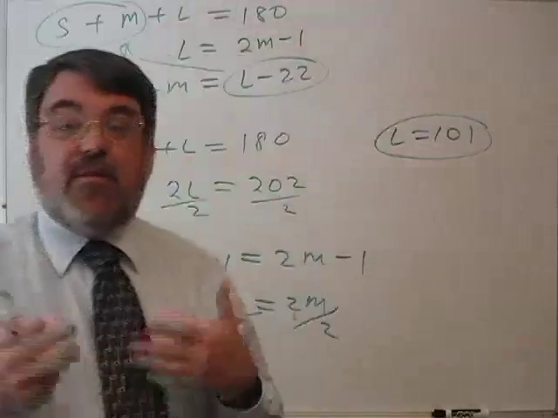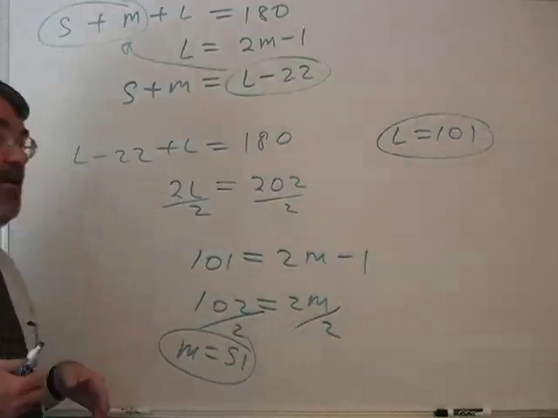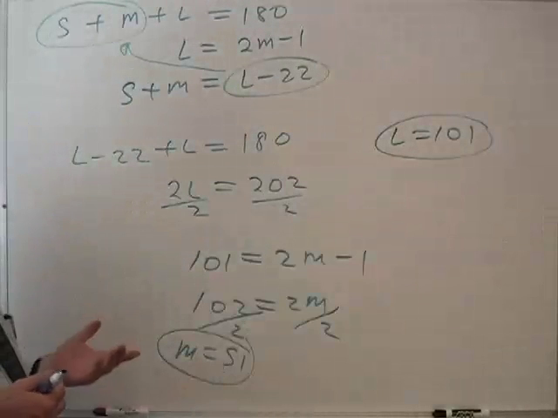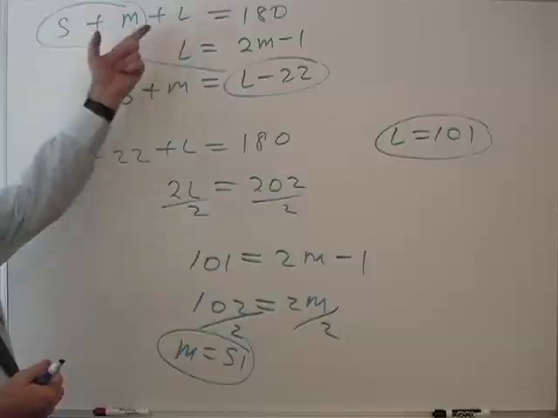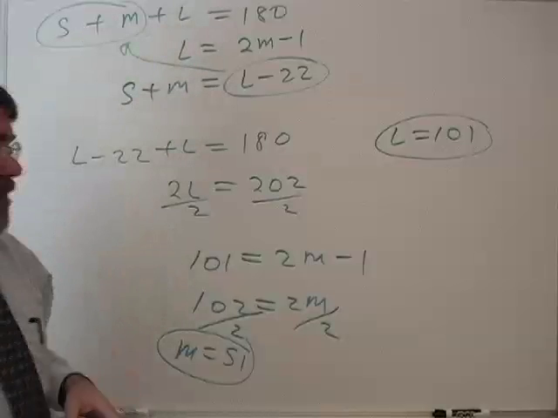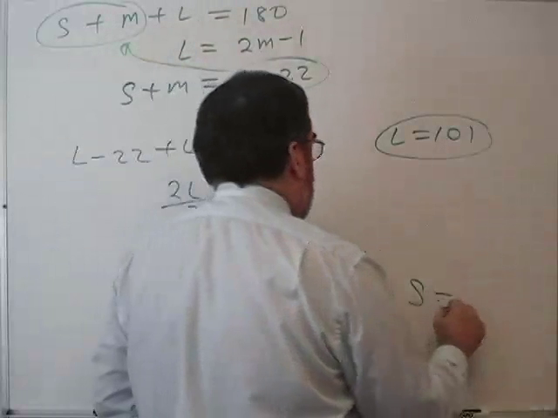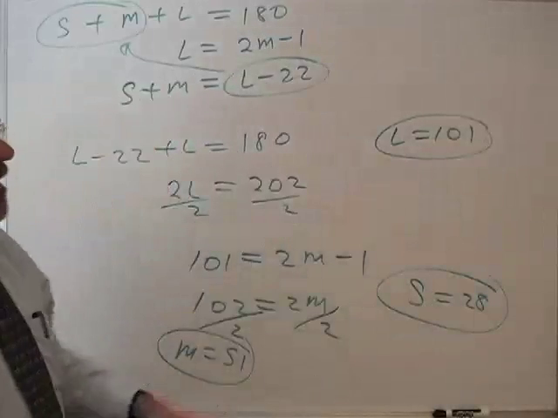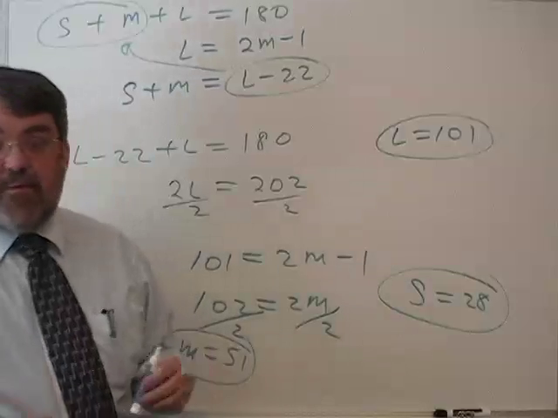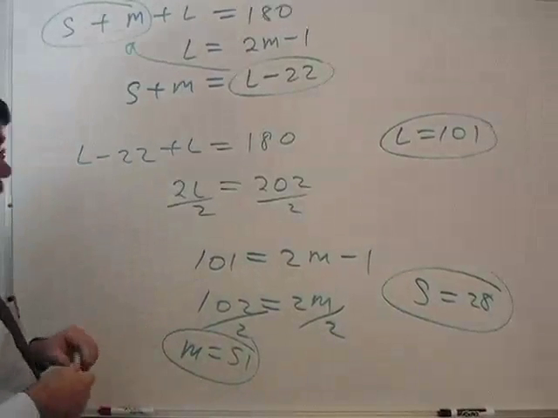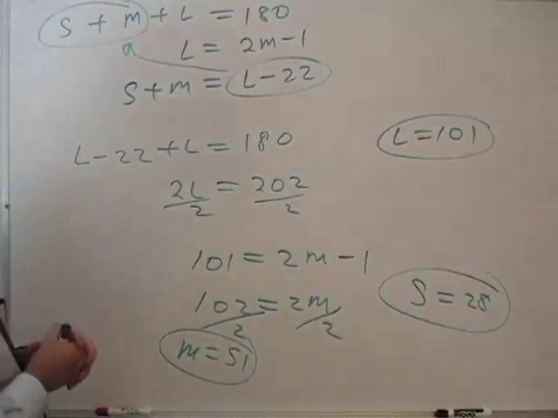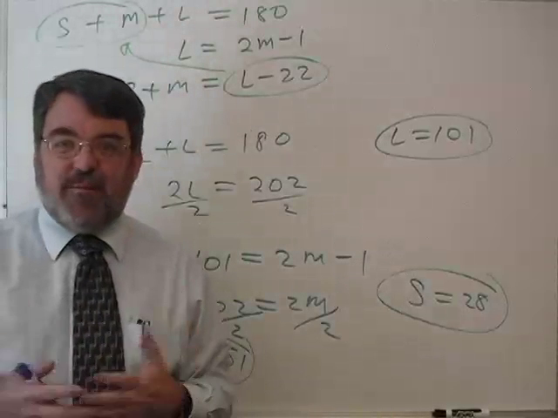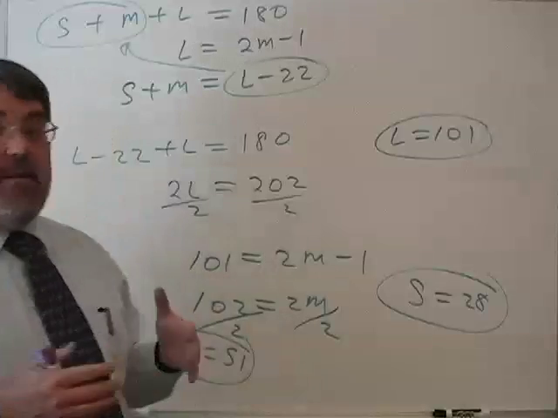And the three angles must add up to 180 degrees. So 101 plus 51 is 152. Then S would have to be 28 degrees. So you can verify that 28 plus 51 plus 101 equals 180. All right, so now to check this problem, we would want to go back to the words of the problem. But first of all, let me write the answer.